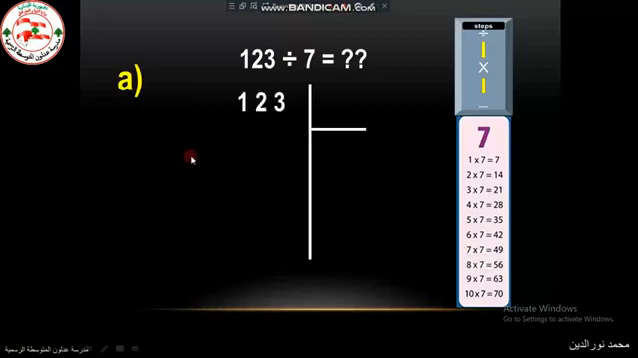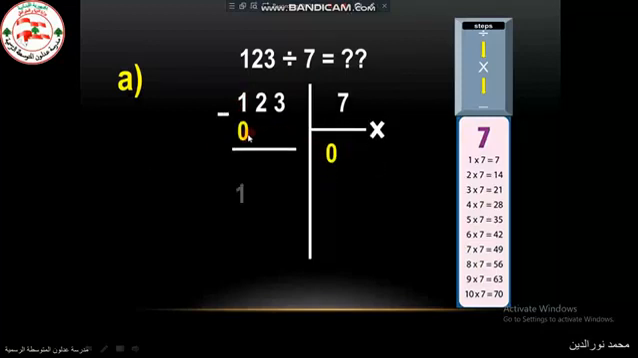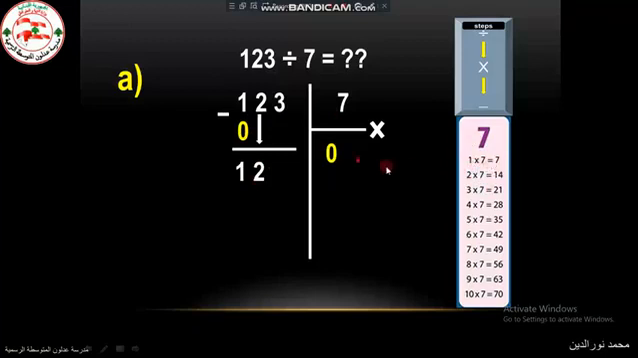We start division from the left. How many 7s are in 1? 0 times 7 is 0. 1 minus 0 is 1. Then we drop down the 2, and then we have 12. 12 divided by 7. We have here the multiplication table of 7. Here we have the 12, so we take 1 times 7. So 1 times 7 is 7. 12 minus 7 is 5, and we drop the 3.